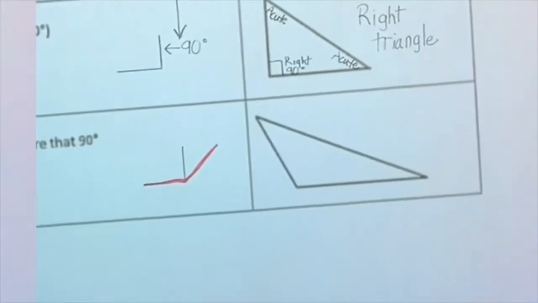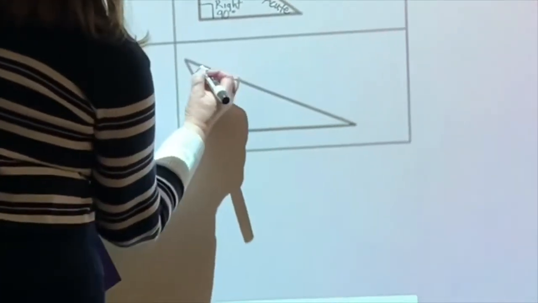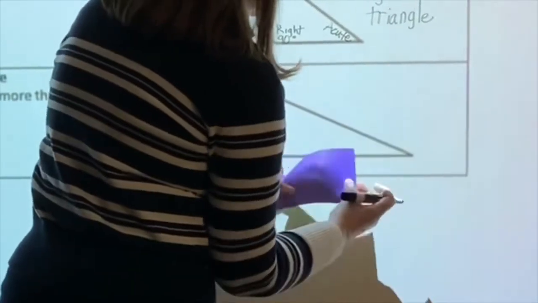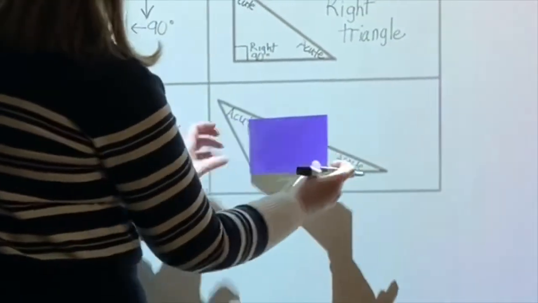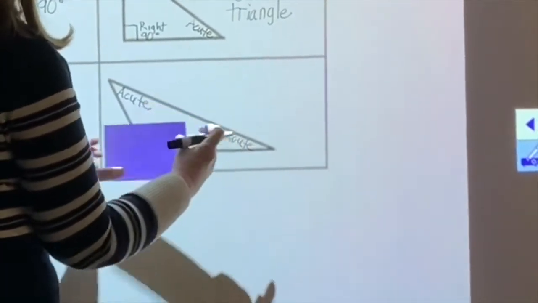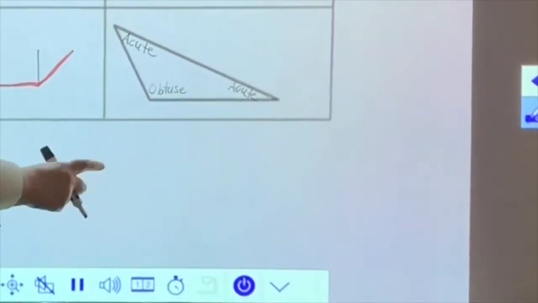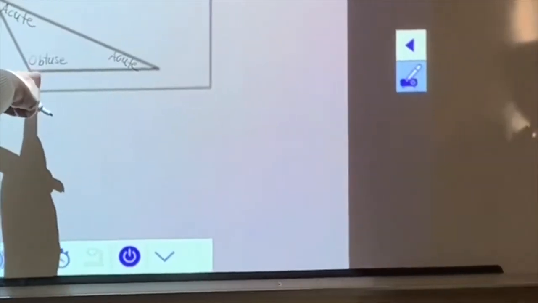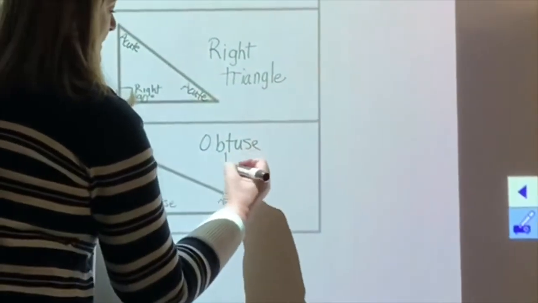Now we look at the next one. This one is less than 90 degrees, so that's acute. This one is also less than 90 degrees. That's acute. This one, line that up here, we see this is greater than the 90 degrees. So this is obtuse. So again, every triangle will have two acute angles. So we look at the other one. The other one is obtuse, so this is an obtuse triangle.